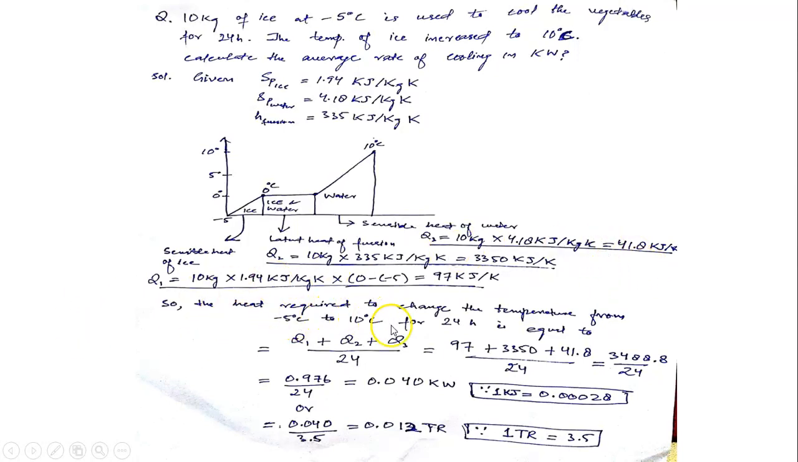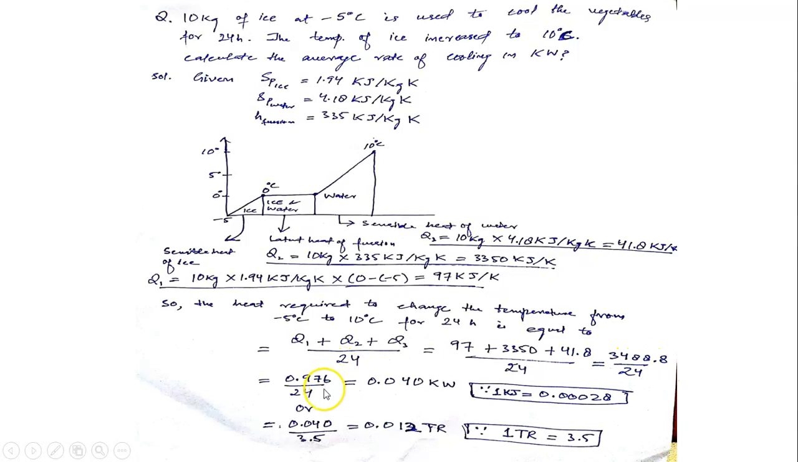So the heat required to change the temperature from -5 degrees centigrade to 10 degrees centigrade for 24 hours is equal to the addition of this, which is Q1 plus Q2 plus Q3, which is equivalent to 97 plus 3350 plus 41.8 divided by 24, because the whole process occurred within 24 hours. So this will become 3488.8 divided by 24.